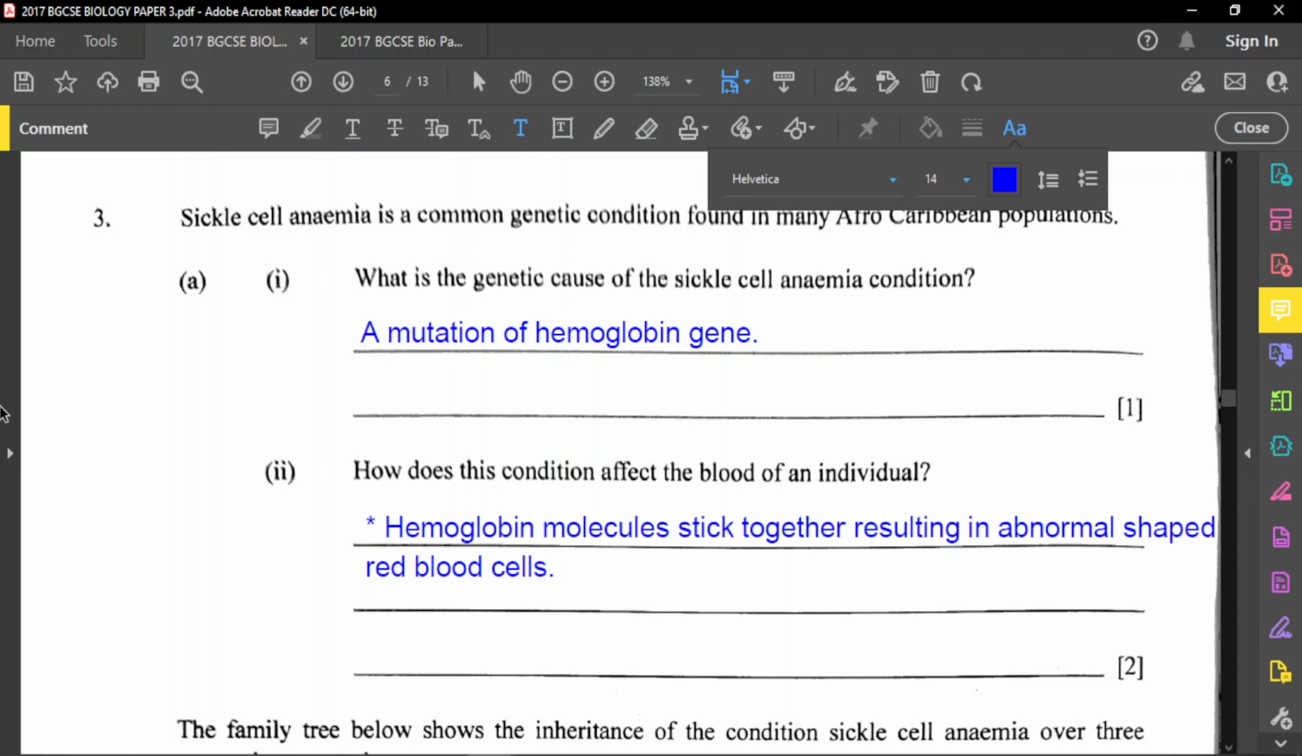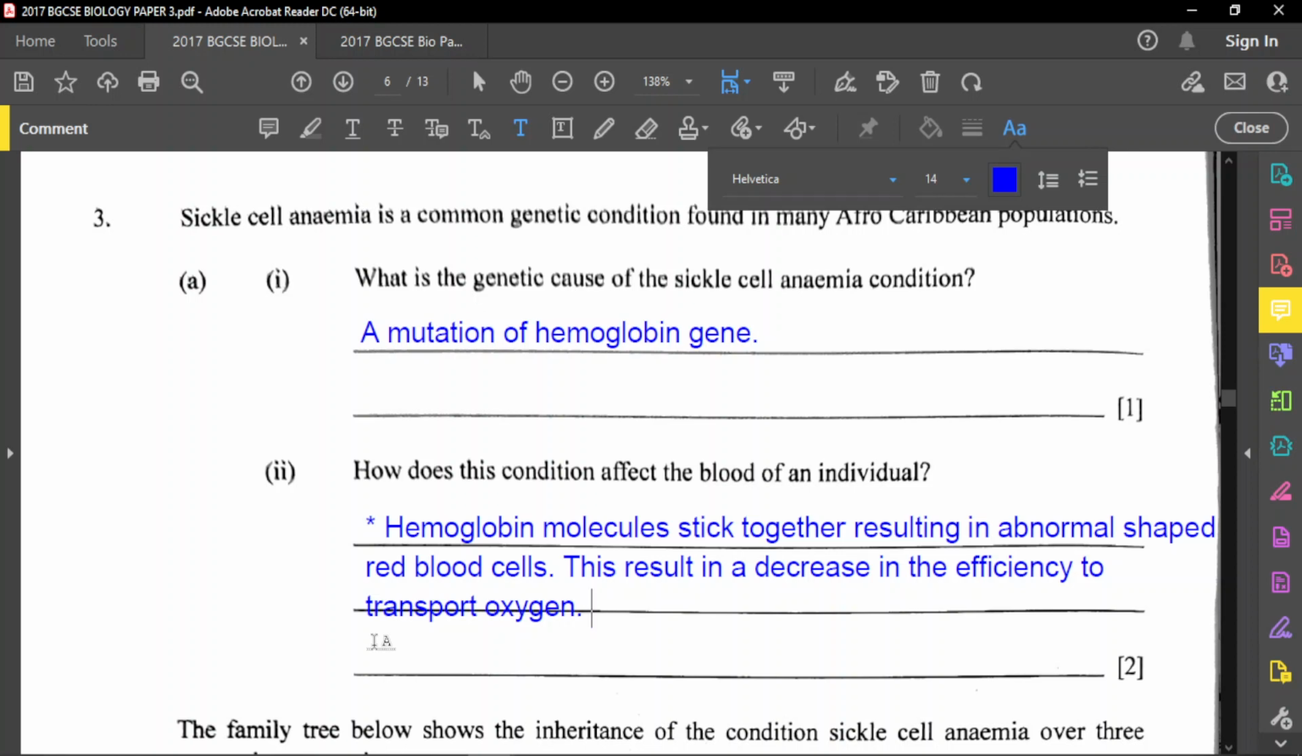So the red blood cells become abnormally shaped, and because they become abnormally shaped, they are unable to transport oxygen effectively. I can say this results in a decrease in the efficiency to transport oxygen. All right, so that's what happens to the red blood cells.